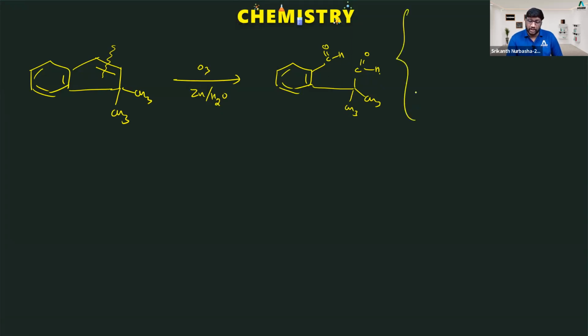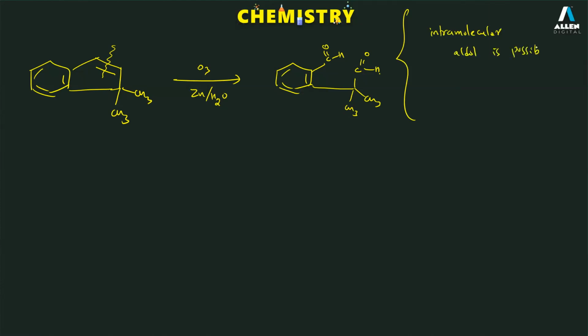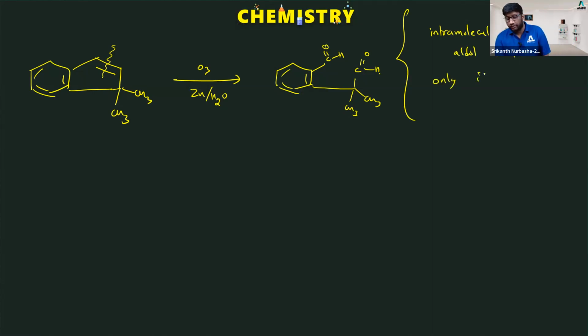I have given the condition. When the intramolecular aldol is possible, what type of rings should be formed? Five or six-membered rings. Yes, intramolecular aldol is possible only if 5 or 6 member rings are formed. What type of rings are formed here?